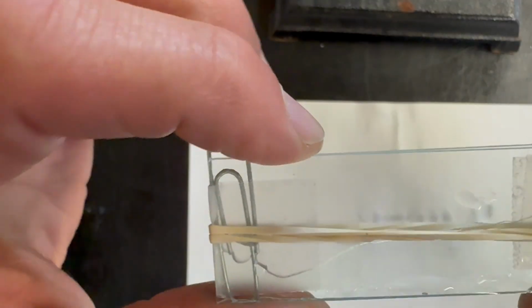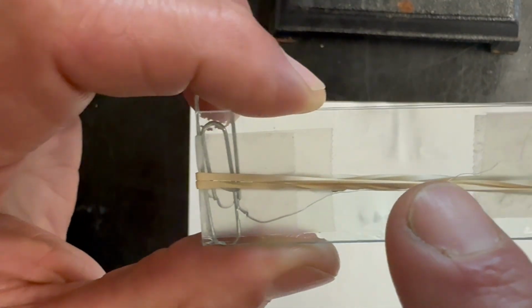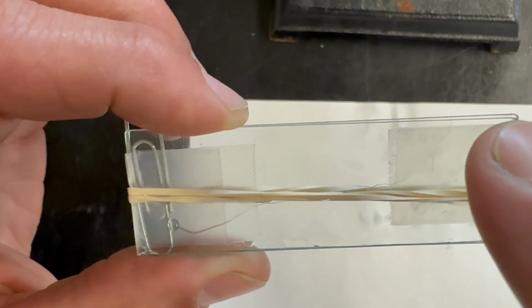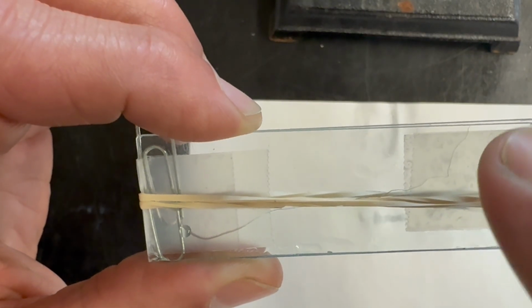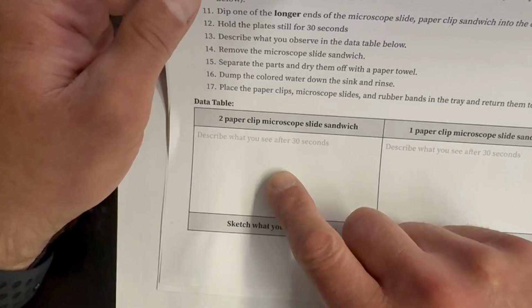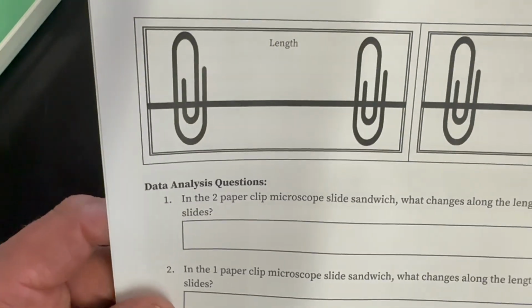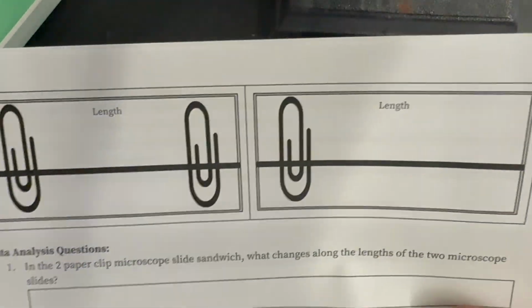is that here's my line of water, and it looks like my line of water started low here, and it kind of worked its way up to the top. You can see it kind of goes right up through there. So that's essentially what you're looking for. And then what I ask you to do is describe what you saw with the two paperclip microscope sandwich, and describe what you saw with the one paperclip microscope sandwich. And then I ask you to sketch what you saw here and here.